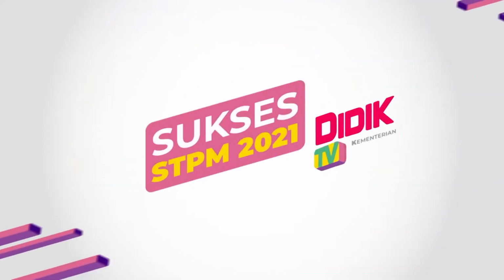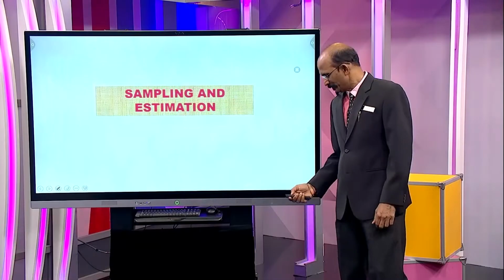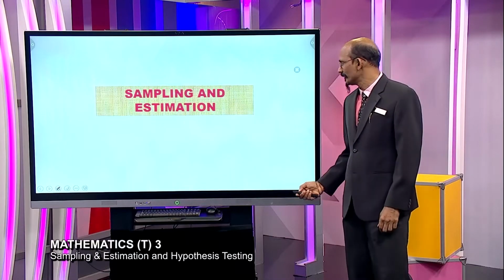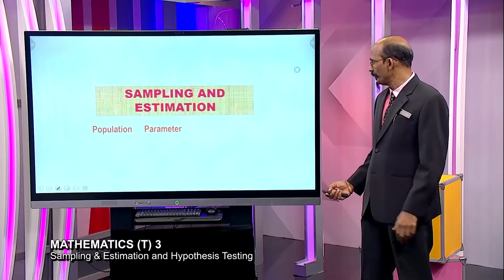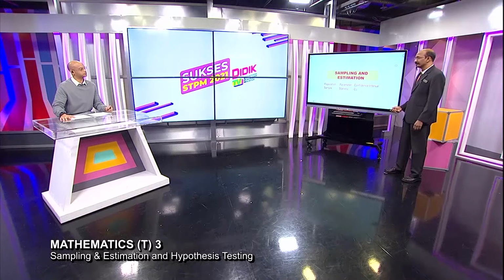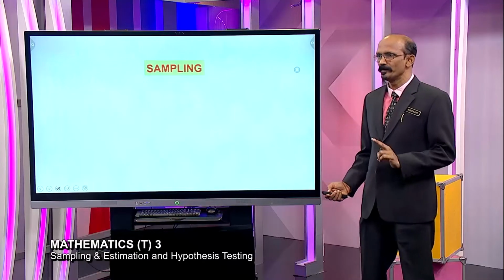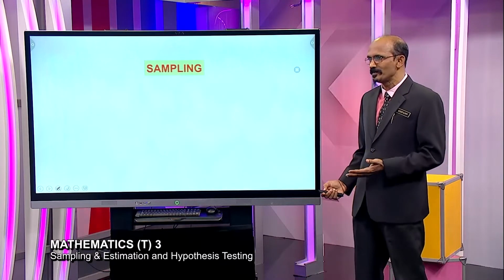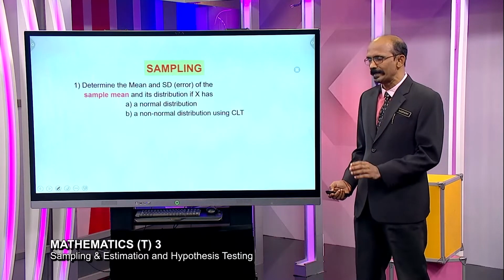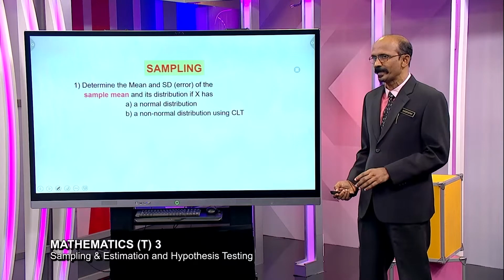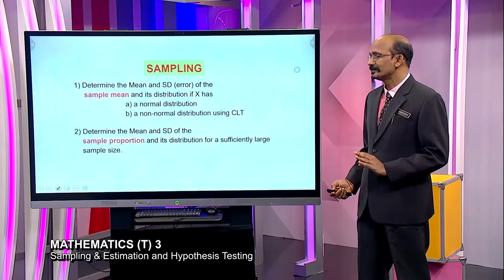Didik TV KPM. Okay, so for sampling and estimation, these are the terminology which the student should be able to define in the context of the questions. This chapter has two main parts: one is sampling, one is estimation. For sampling, the student should be able to find and describe every aspect about sample mean and sample proportion.